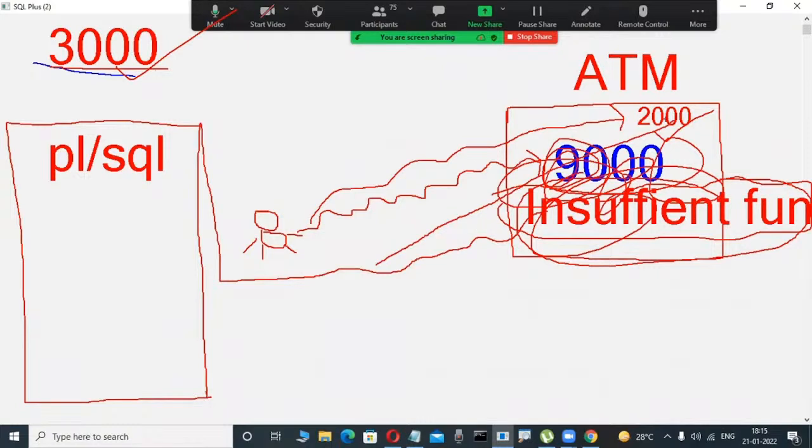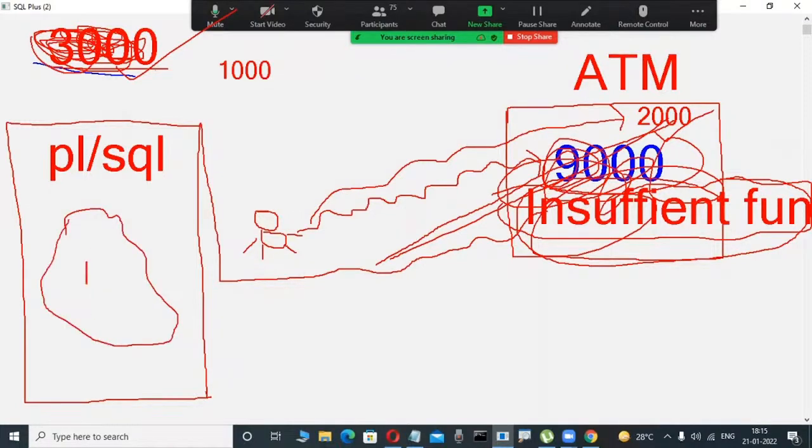Now, whenever we withdraw 2,000, what is the available balance? 3,000 minus 2,000, that is 1,000. That I want to affect in my database. Otherwise, if you withdraw 2,000 and still 3,000 remains available, the total banking system would collapse. All those transactions are written through coding only. That's why for this type of coding, PLSQL developers are required in a project.